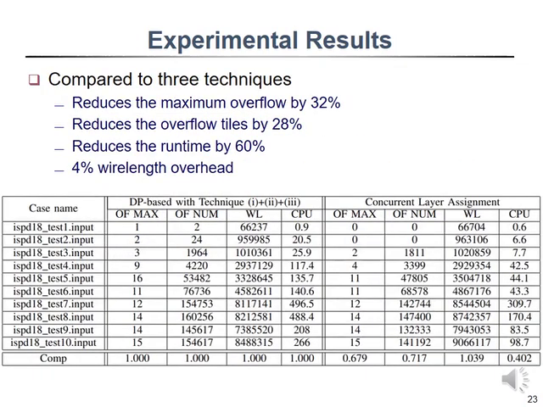Here we show the experimental result compared with the DP-based approach with all techniques. Our algorithm on average reduced the maximum overflow by 32%, the overflow tiles by 28%, and the runtime by 60%, with only 4% wire length overhead.